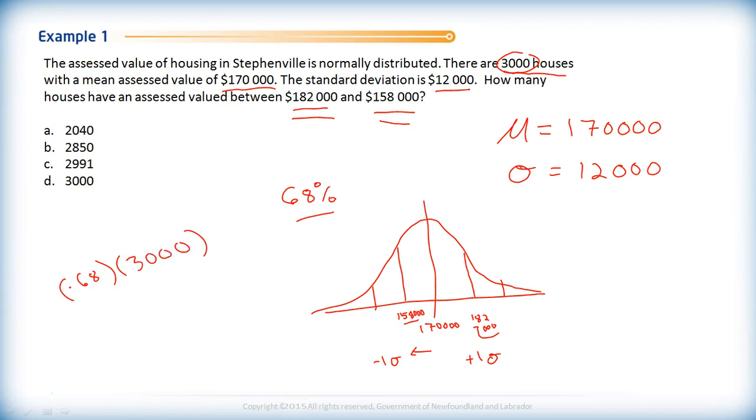Well, let's see. 0.68 times 3,000, or 3 times 68, is going to be 2040. So we've got 2,040 homes, and it looks like that was an easy problem to solve. I think the other distractors that are given here, yes, in fact they are things where they want you to look at the wrong number of standard deviations if you didn't know your percentages. So you've got to know those.